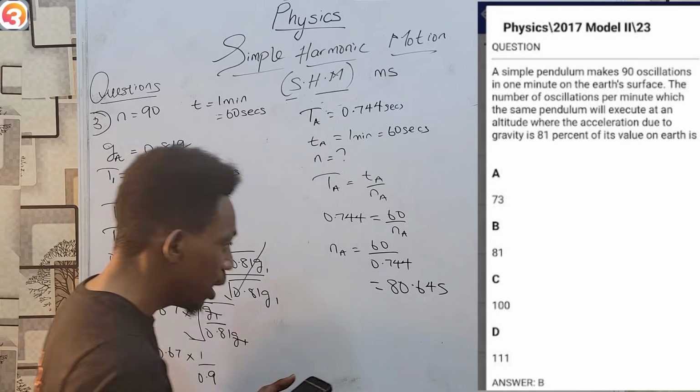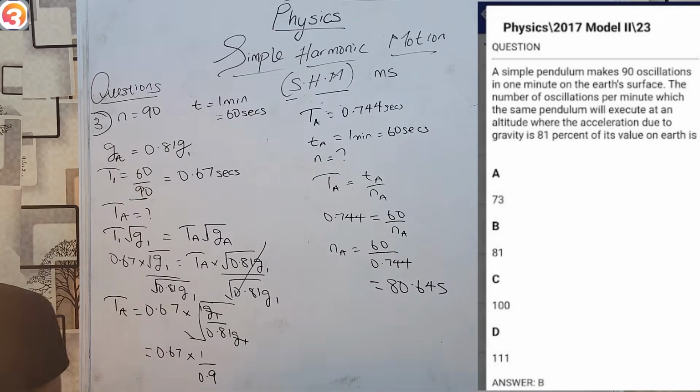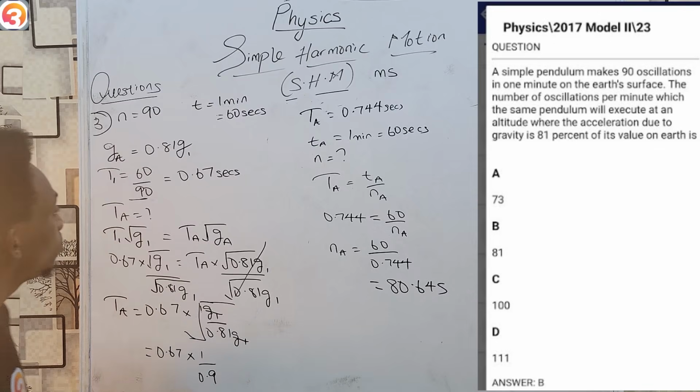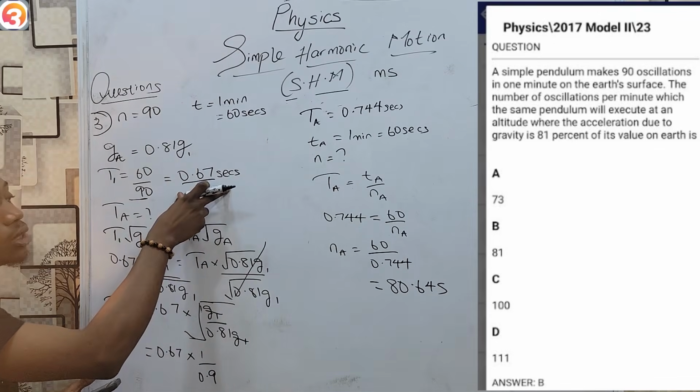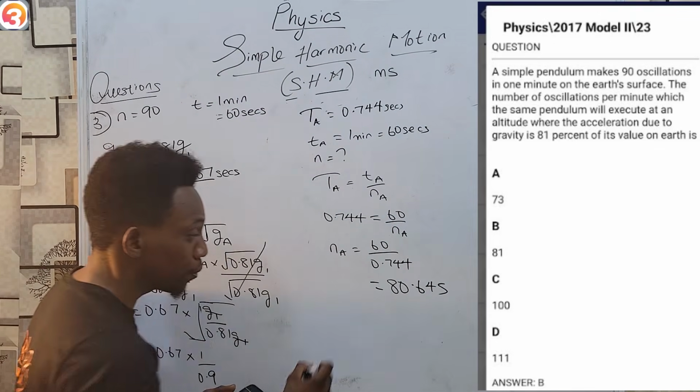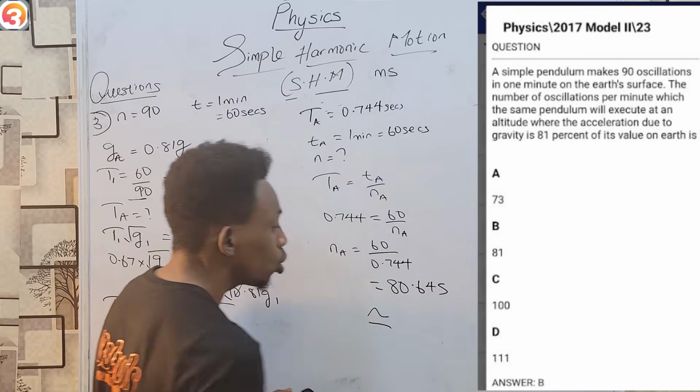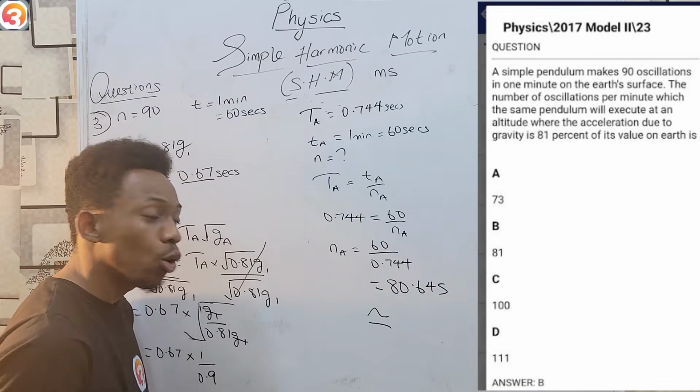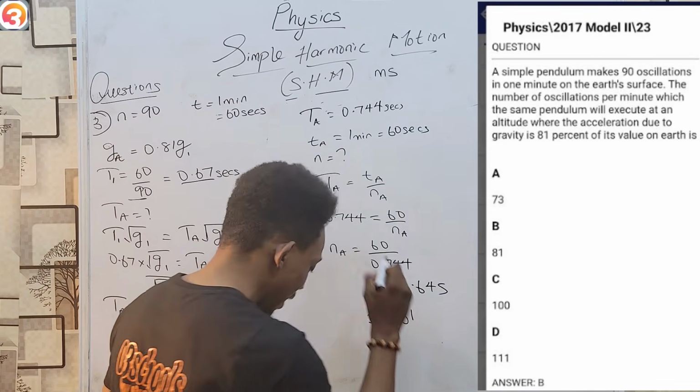80.645. Now, if you look at your options, this answer is not quite there, but I did a fair bit of approximation, as you can remember here, to get this value. And as such, we're also free to approximate this to the nearest whole number, since my options are all in whole numbers, and that would be 81.